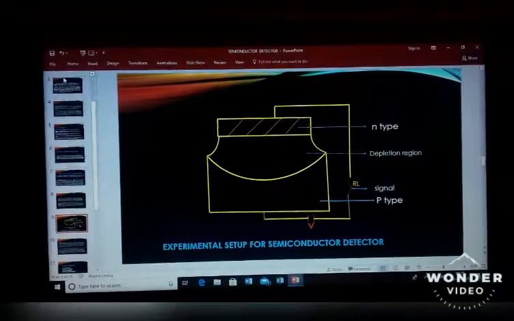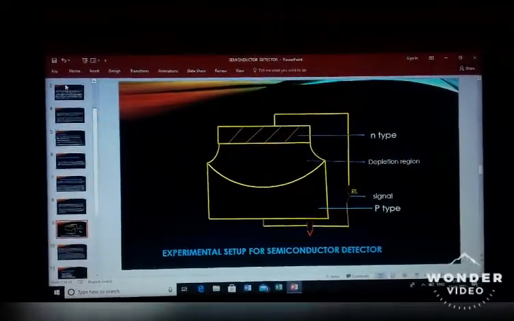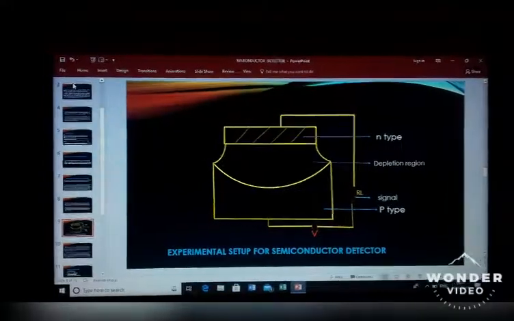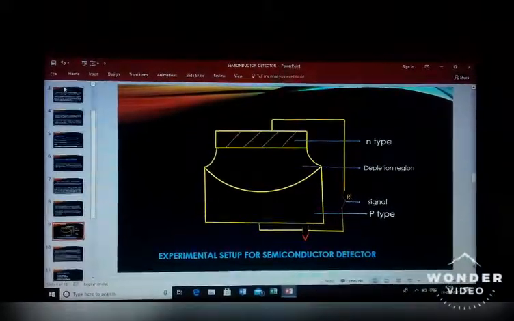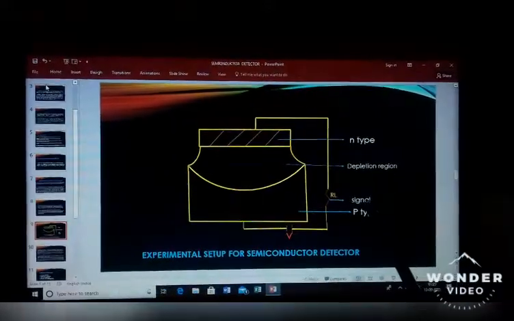So from the semiconductor detector, what we conclude is the existence of alpha particles inside the depletion layer, which is given by the load resistor signal.